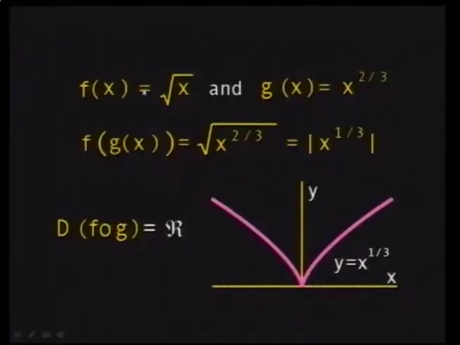from g of x. Because in this situation, all the values which you obtain from x to the power 2/3 can be fed into the square root of x. As I said, you can also have more. So here, if we want to study this in mathematics, we say that the range of g lies in the domain of f, and therefore the domain of the composition is the same as the domain of g, which is R.